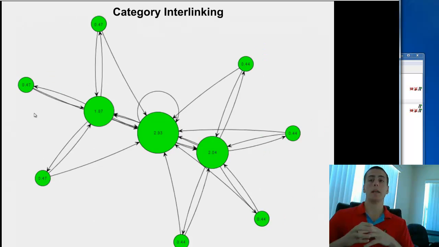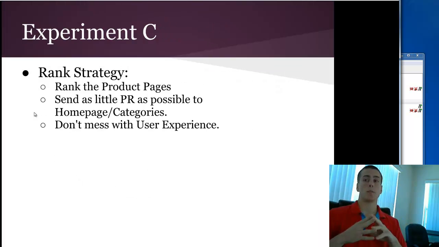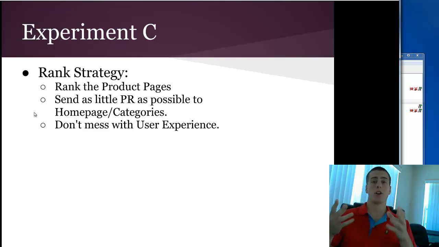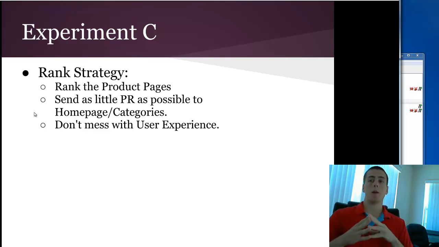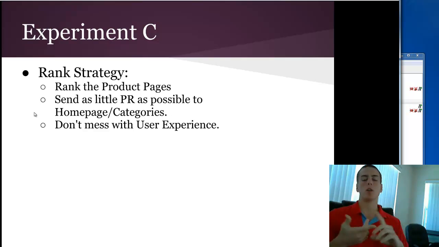So that was experiment B. We can now go on to experiment C, and this is our final experiment. This is my favorite one, because in this experiment, we're just going to try to rank the product pages. So the home page and the category pages, for whatever reason, have no value in terms of SEO, search engine traffic. So in this example, let's say video games, the term video games is too competitive.